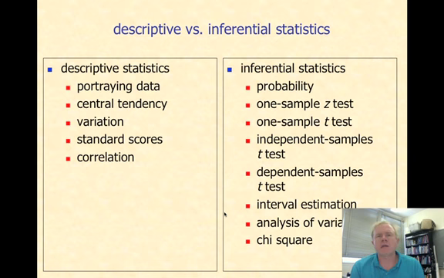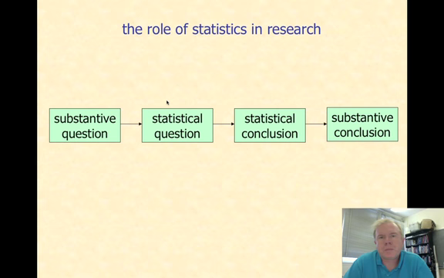Now, we'll also be covering in this course inferential statistics. These are hypothesis testing kinds of statistics. Is the difference that we see statistically significant? So if boys are 3 points higher than girls, is that statistically significant? Or is it just simply a 3-point difference? In that, we're going to look at probability and Z and t-tests, as well as interval estimation, analysis of variance or ANOVA, and chi-square.